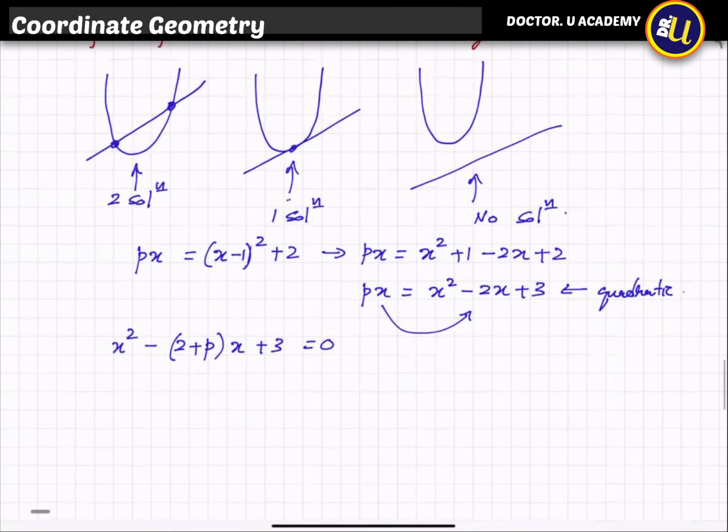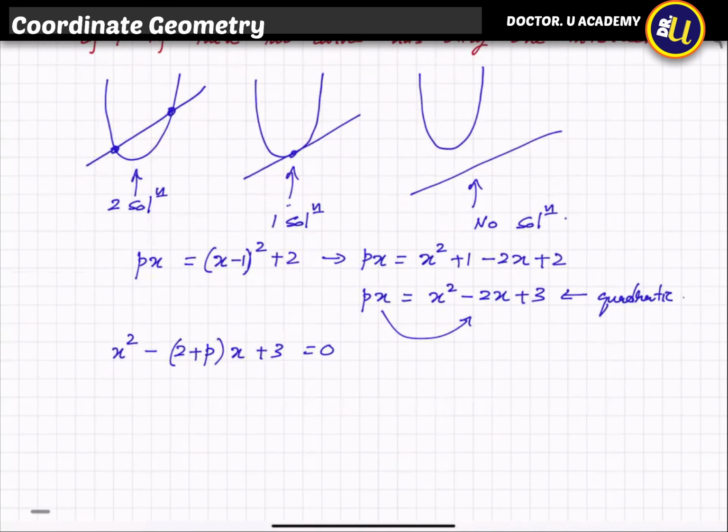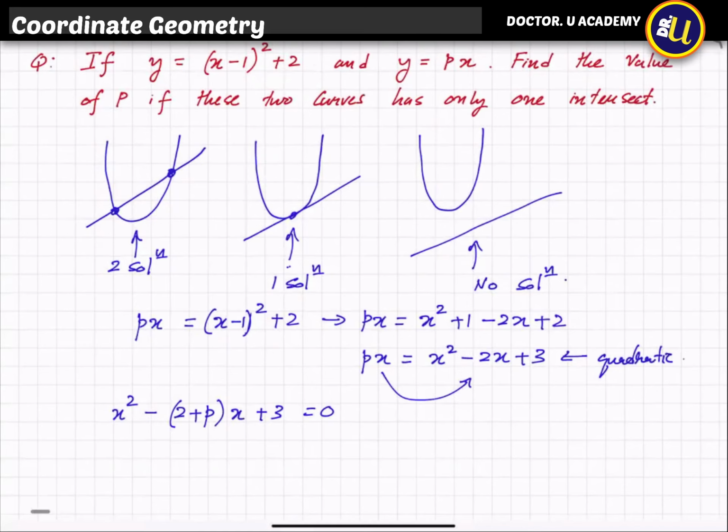Now the question is asking to find the p value where this quadratic has only one solution, right? So now we have a quadratic equation here. The question is asking to find the condition or find the p value where this has only one solution. So one solution means one intersect.